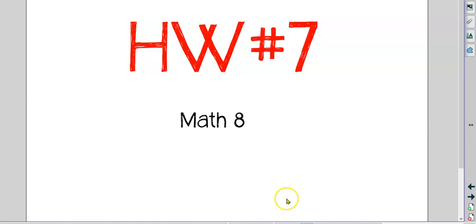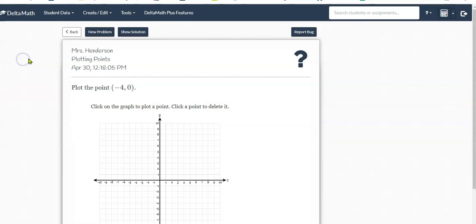This tutorial will help you to complete the 4 assignments for homework number 7. Let's get started with the first one, which is plotting points.